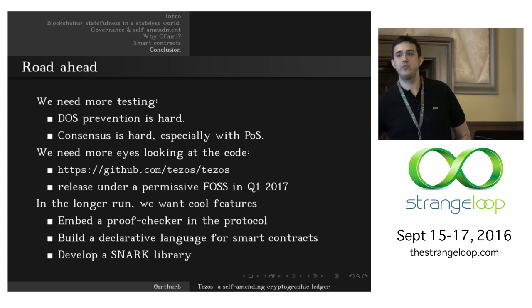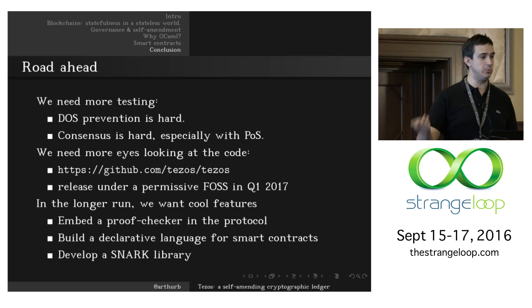So the verification done by the amendments only happens at the moment where you actually submit a new protocol, which is not going to be a very common event. Maybe if there's a protocol a year, that would be a lot.